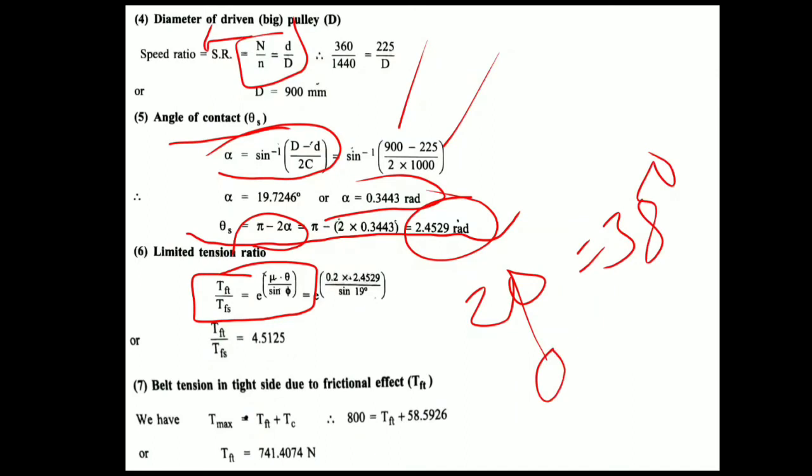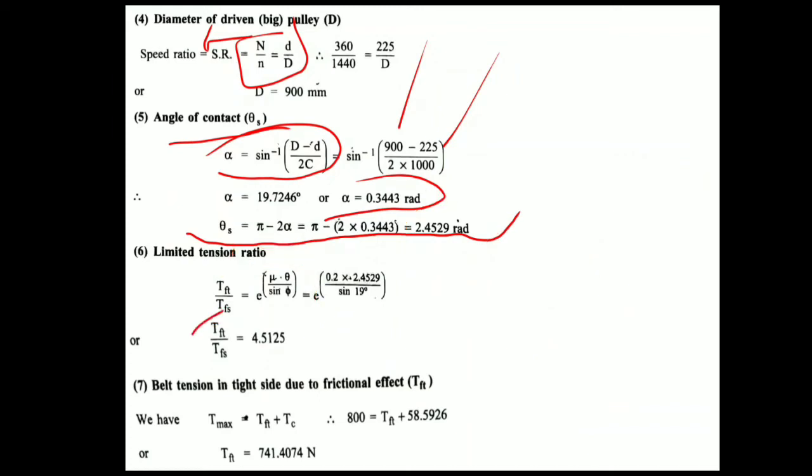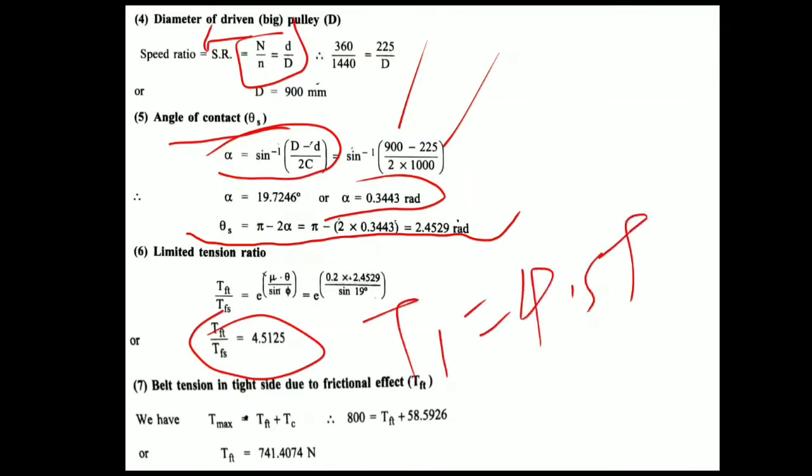So phi is 19 degree. So just put the sine of 19 here. So we'll get the T1 by T2 ratio is 4.51. So I can write T1 is equal to 4.5 T2, correct. So this will be the things.